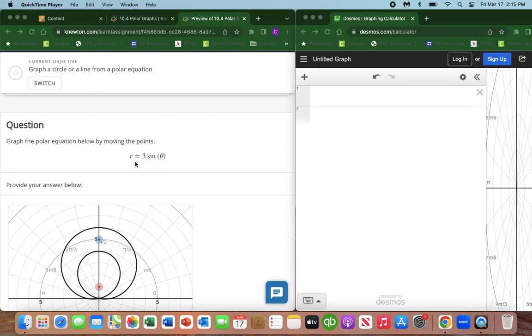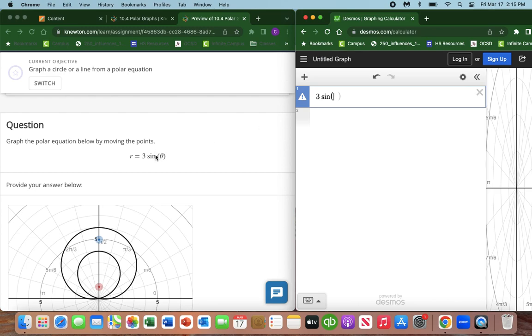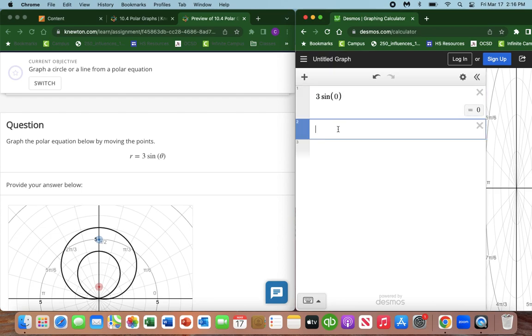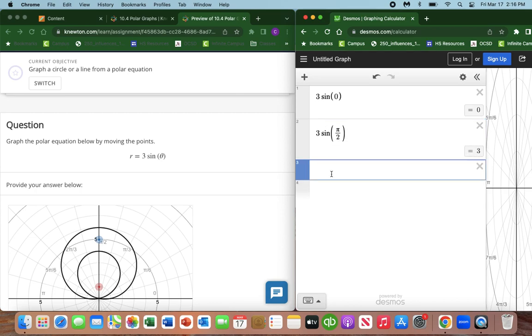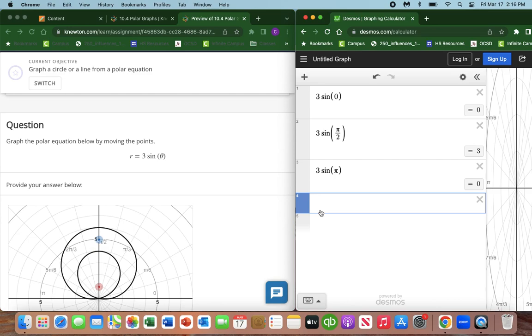So I'll start with r equals 3 sine theta, and over in Desmos, I'm going to plug in 3 sine, and anytime there's just theta written here and there's no leading coefficient on it, I'm basically just going to use 0 degrees, pi over 2, we'll use pi, and then we'll say 3 pi over 2.